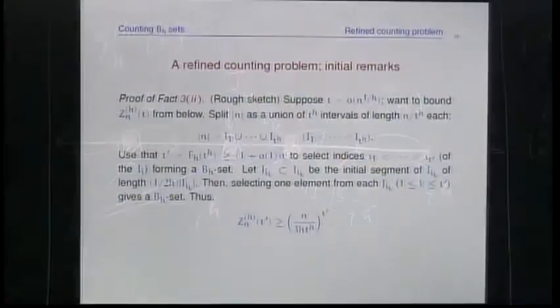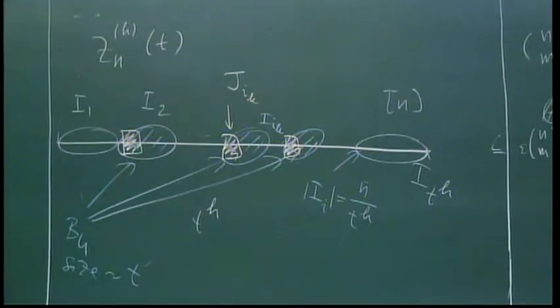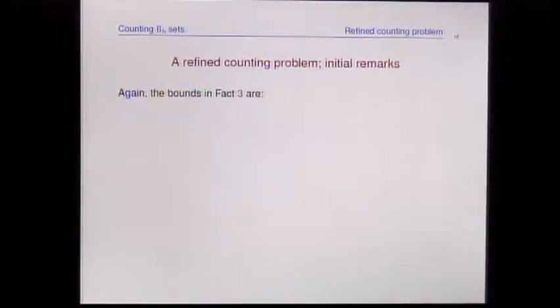So you get this lower bound of the form n divided by T to the h raised to the T prime, because I'm being a little bit more precise there. T prime and T are about the same. So this completes the proof. So it's also some kind of a blow-up construction using the fact that from these T to the h intervals, I can extract a BH set with T elements. Okay, so this gives us some idea of what these numbers are.